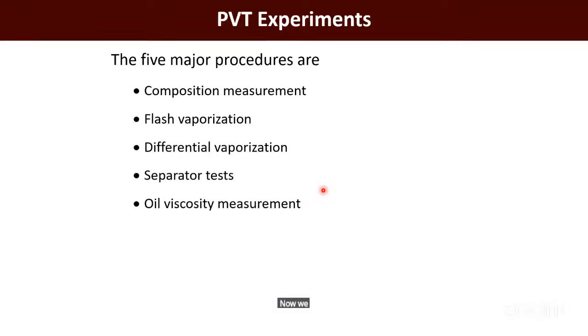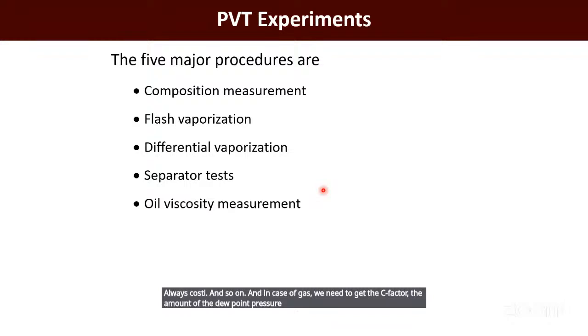Now we have a sample and we send it to the lab, and we need to get the PVT properties that we talked about. We talked about that we need to get the composition, we need to get the Bo, oil formation volume factor, oil density, oil viscosity, and so on. And in case of gas, we need to get the Z factor, the dew point pressure, the amount of gas, and so on.